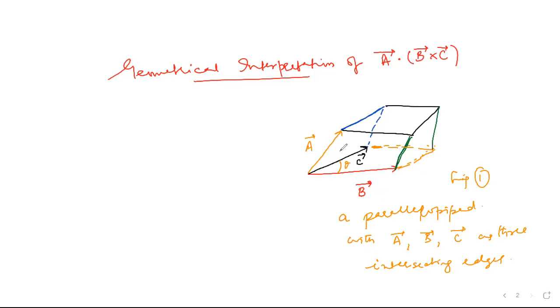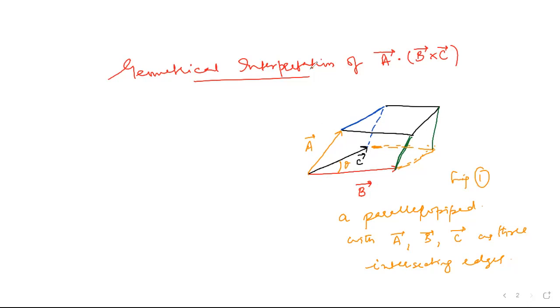You can see in the figure, this is one edge, B, this another edge, C, this another edge. But they are intersecting edges, they intersect here, right? And the angle between B and C is theta. Then I complete the parallelepiped. So it has 6 faces. This is the lower face, this is the upper face, this is the left face, right face, sorry, this left face, this back face, and this front face, right?